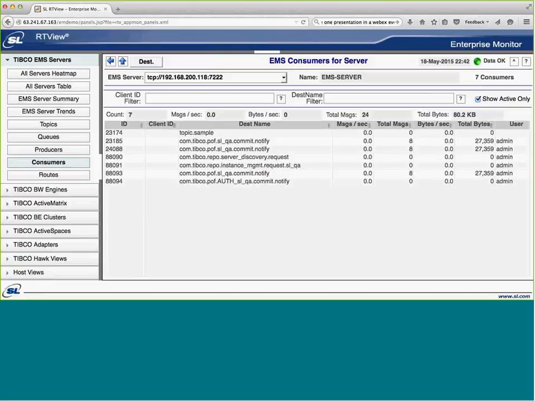So what we wanted to do is to understand the behavior of the consumers on the server. So we've been able to drill in and get the destination name and the ID of all of the consumers on our EMS server.